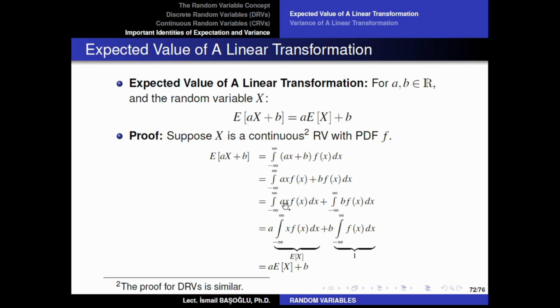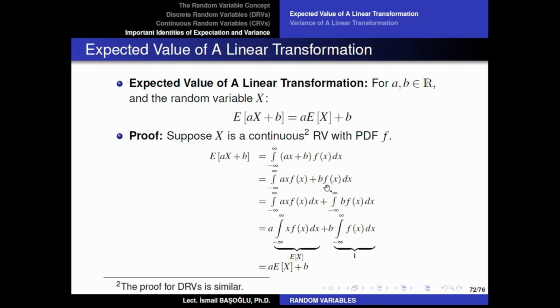And you know, a here is a multiplier. It's a constant value which can get out of the integration. And if it gets out of the integration, in the integral, there only remains x times fx. And you know, this integral is equal to the expected value of x. So the first component is a times the expected value of x.